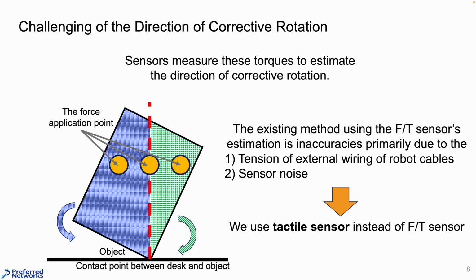While the method using the force-torque sensor can estimate the direction of corrective rotation, it is prone to inaccuracies primarily due to the cable tension and sensor noise. This study uses GelSight tactile sensors instead of a force-torque sensor.